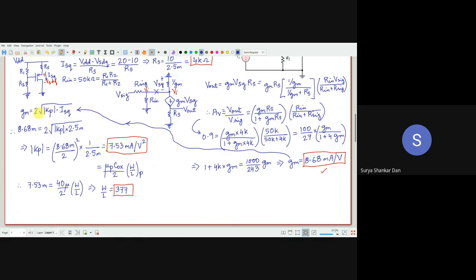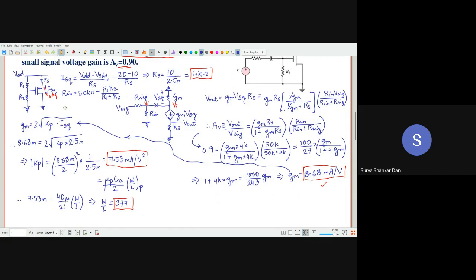This formula relates the mutual transconductance with the DC point current and its Kp value. Remember, it is PMOS. Instead of Kn, I'll put Kp with a mod. Does it make sense? No, actually not. This Kp should not be under mod because Kp is always positive. So the gm value I'll put on the left hand side, 2 root over Kp into ISQ. Remember, ISQ value was already given in the question.